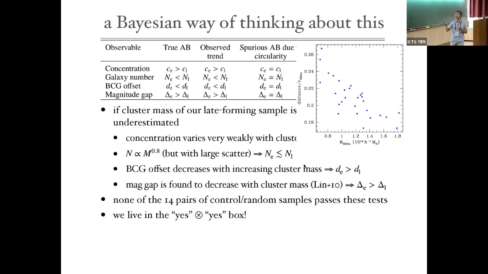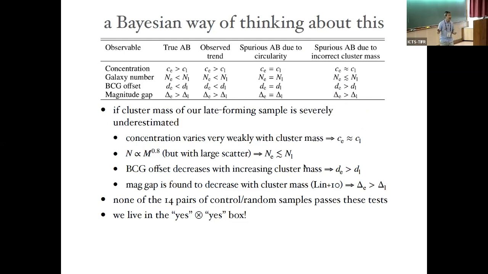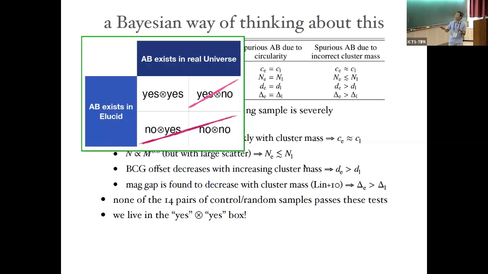And based on the 28 control samples that we have, we see a clear trend of BCG offset decreasing with increasing cluster mass. So we have DE greater than DL. And various studies, including one of my own, have shown that the magnitude gap decreases with increasing cluster mass. So we have delta E greater than delta L. And I should note that none of the 14 pairs of control samples passes these observational tests. And so the logical conclusion would be we live in this yes and yes box.